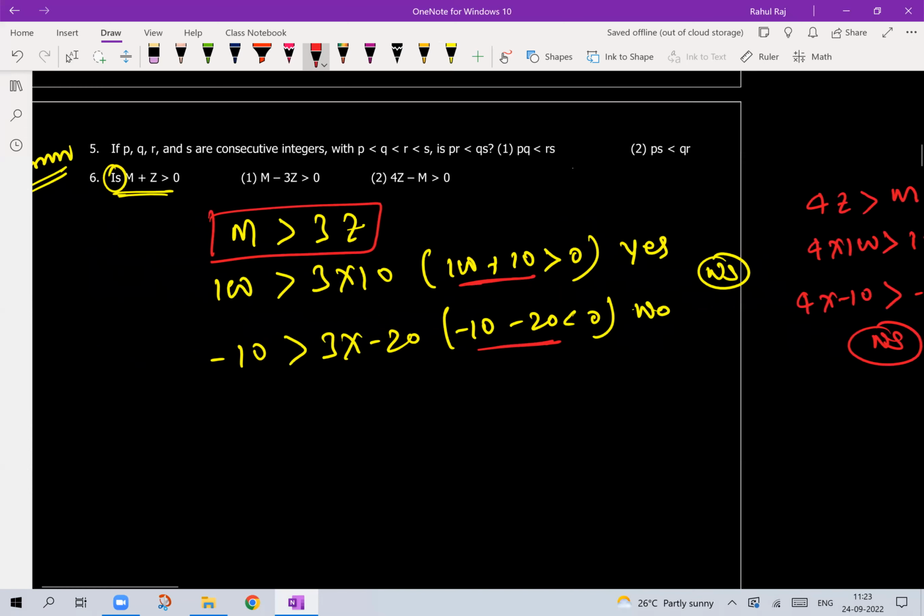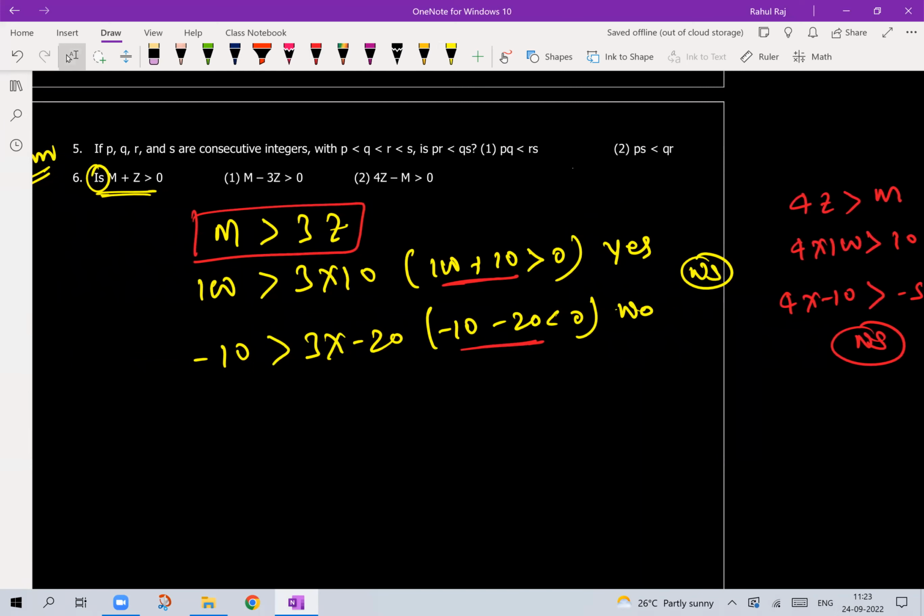Now these two statements are individually not sufficient to answer the question. Why? Because I have proved m plus z is greater than 0 also, with m greater than 3z, and m plus z less than 0 also, with m still greater than 3z. Anyone, any doubt over here?